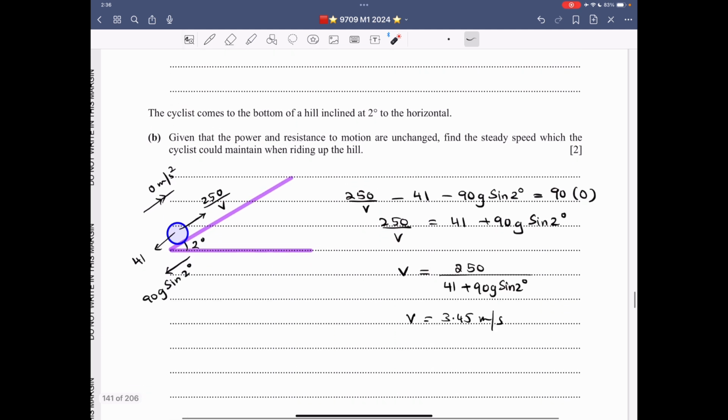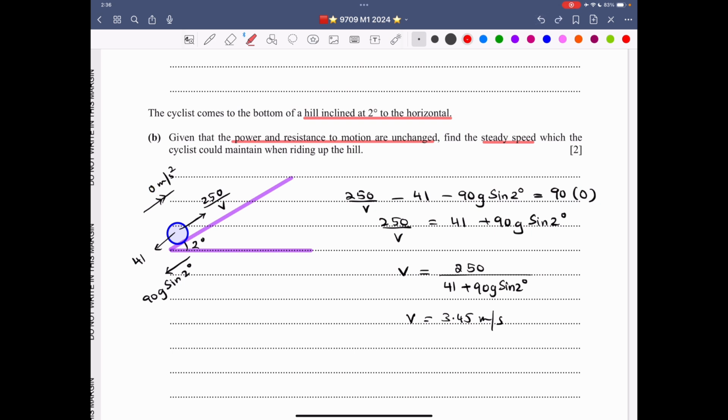The next part. The cyclist comes to the bottom of a hill inclined at 2 degrees, and underline a few things. So now the hill is inclined at 2 degrees, given that the power and the resistance are unchanged. So power and resistance are unchanged. Find the steady speed, the constant speed. That means acceleration is 0.